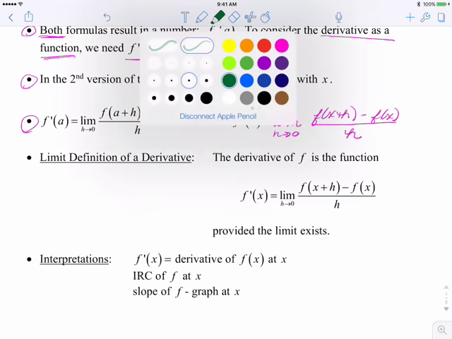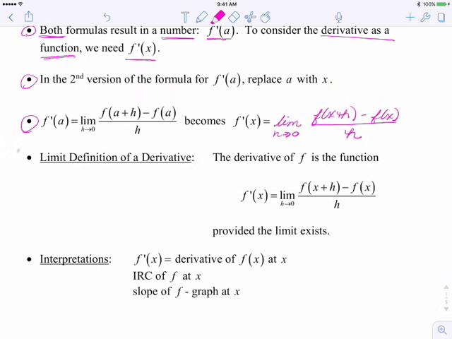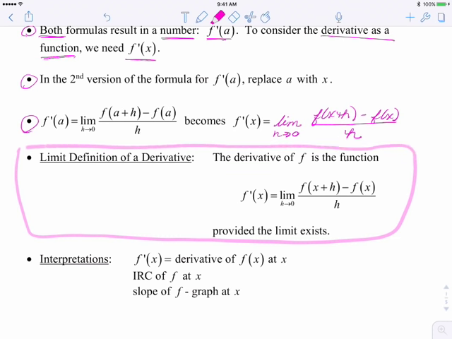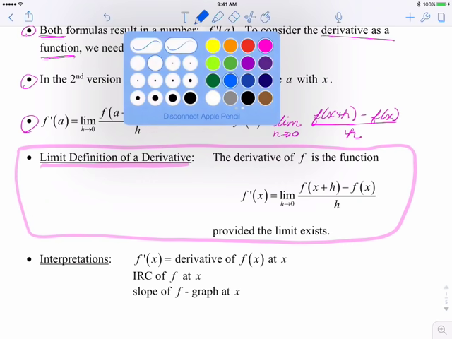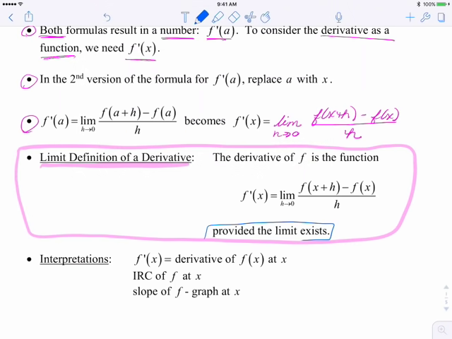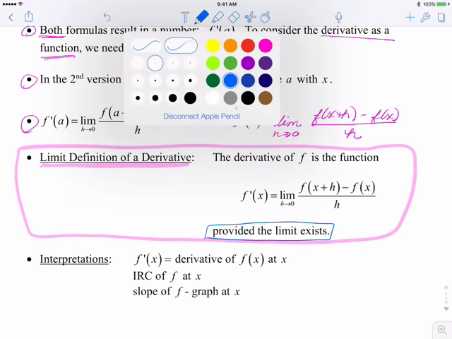So for the limit definition of the derivative, which is right here, this is what we call the limit definition of a derivative. And what it states is that the derivative of f is the function f prime of x, which is equal to the limit as h approaches 0 of f of the quantity x plus h minus f of x all over h. And this statement right here is important: provided the limit exists.